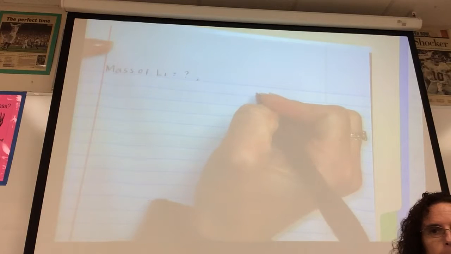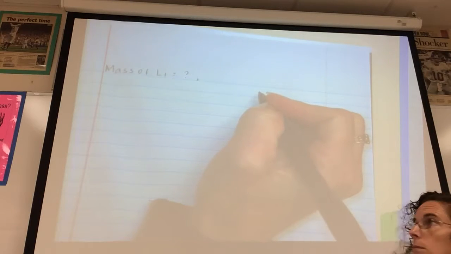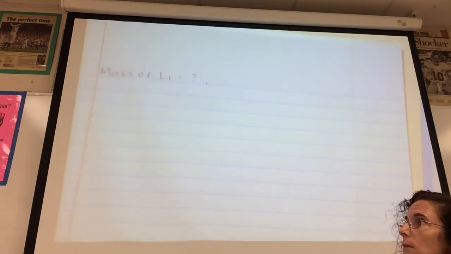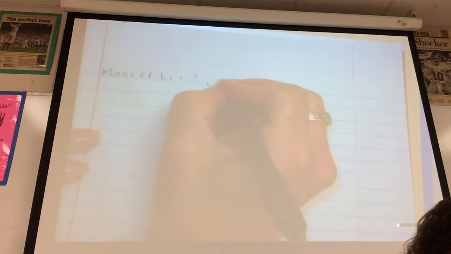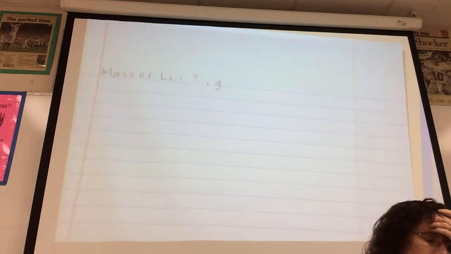So let's set this up step by step so we know how to work it. It says calculate the mass of lithium. So we're looking for the mass of lithium, and what would the unit be there? What would the unit for mass be? Grams. There you go. I see why you're saying two. I know where you're going now.